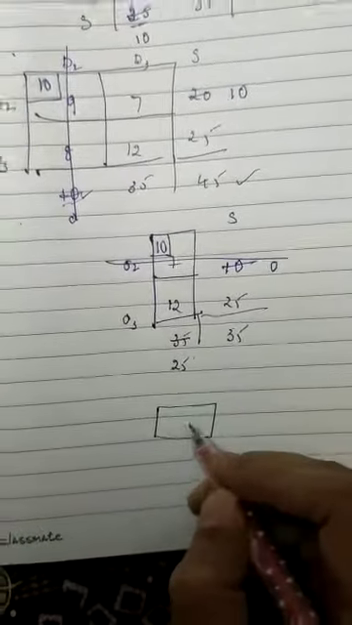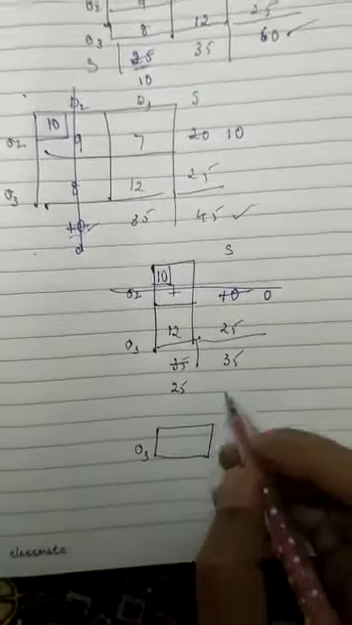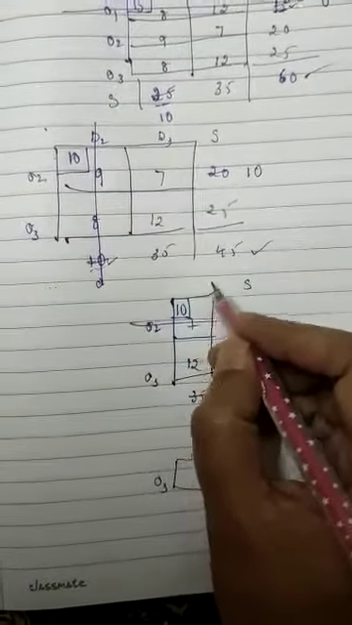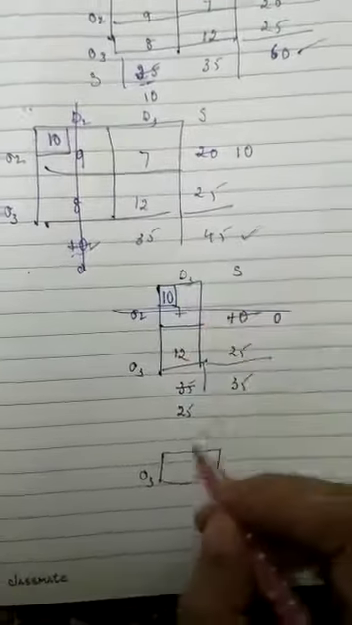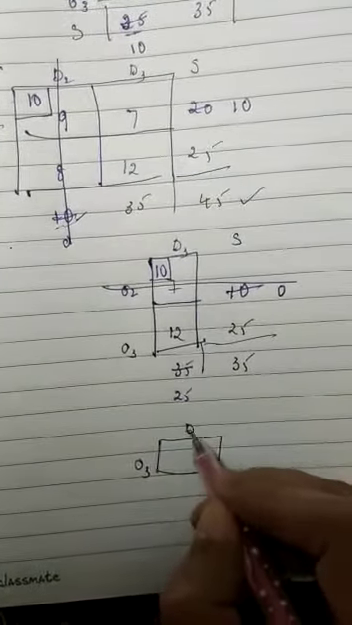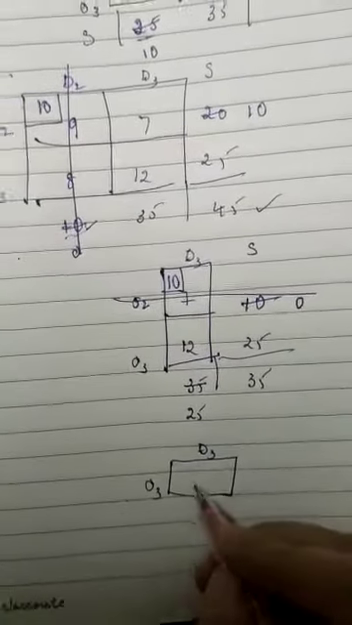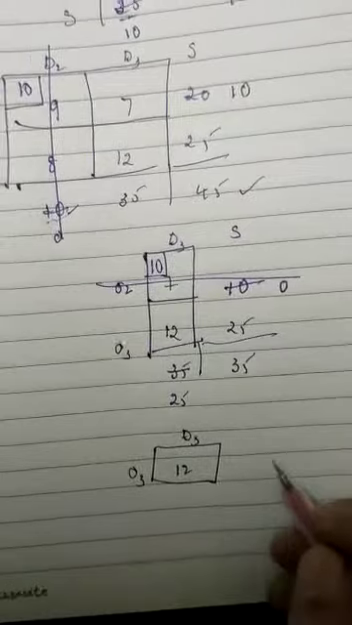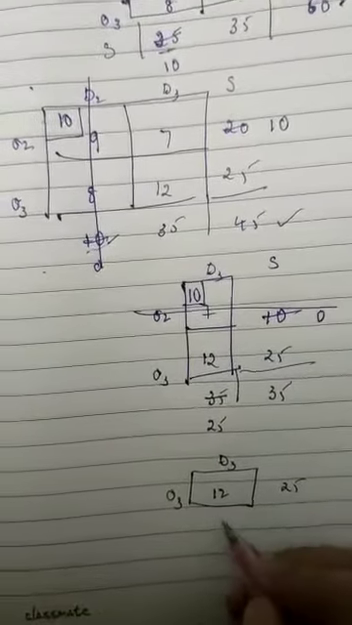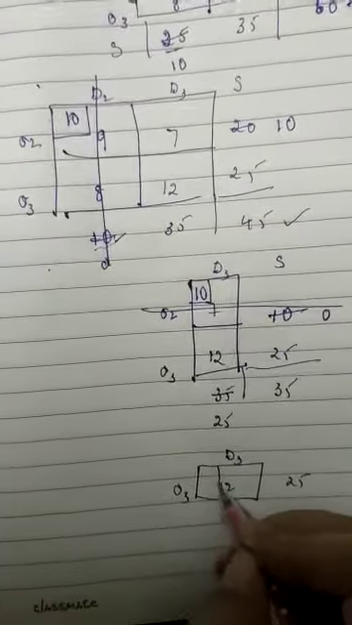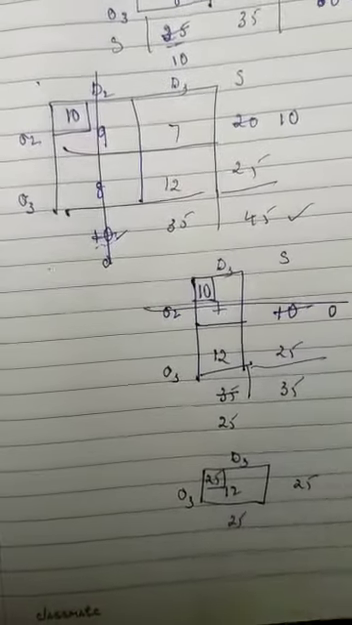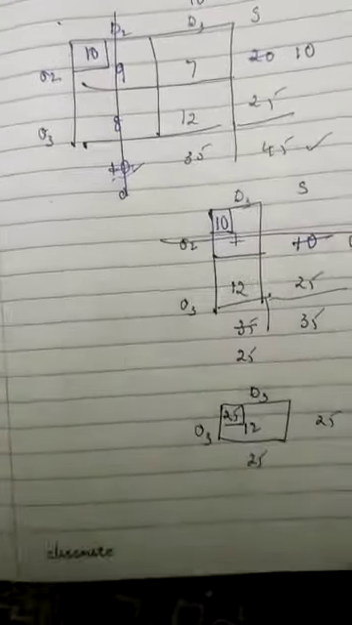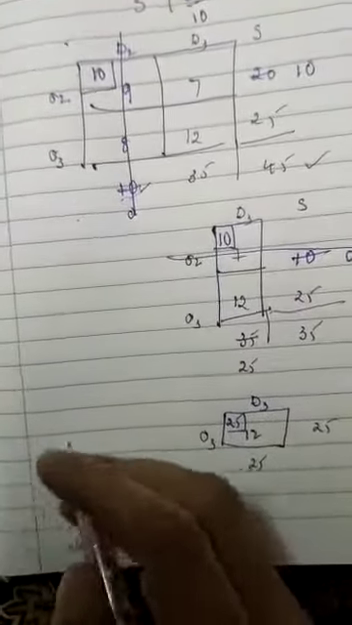The last one remaining is for O3 and D3, so only the 12 is there. The supply is 25 and the demand is also 25. Substitute 25 here. Therefore I have done the final allocation.